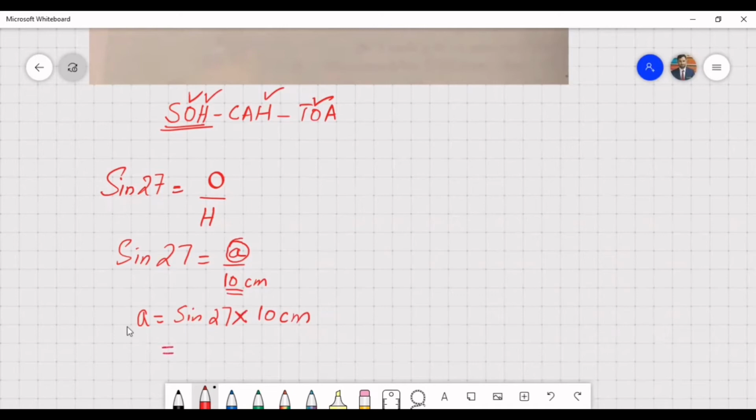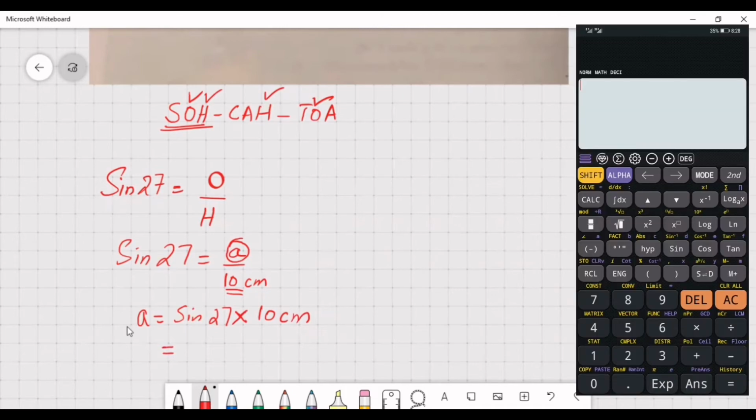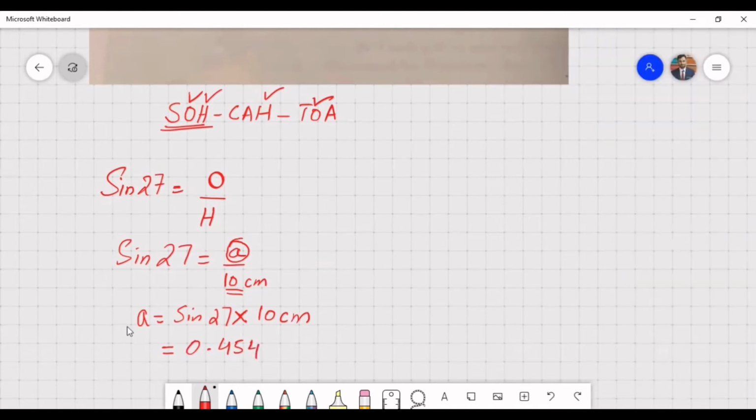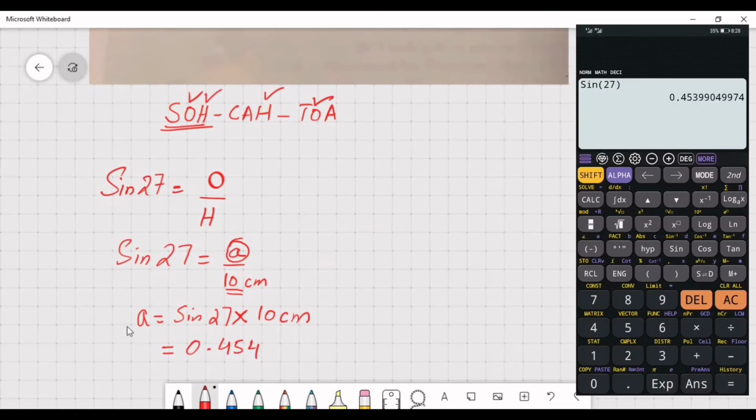Now using the calculator, you'll find the sine 27. So sine 27, this is equal to, by using the calculator, I found it: 0.4539. You can write a round figure. I rounded it because it was 0.45399, so I rounded to 0.454. Multiply with 10 centimeter.